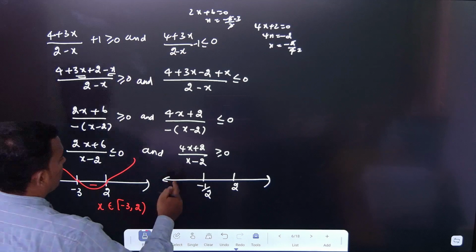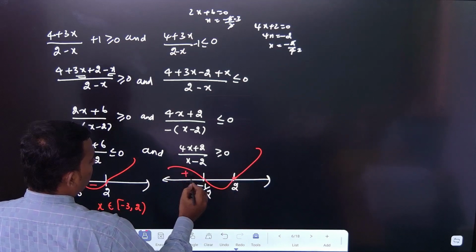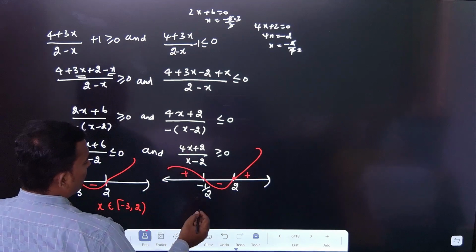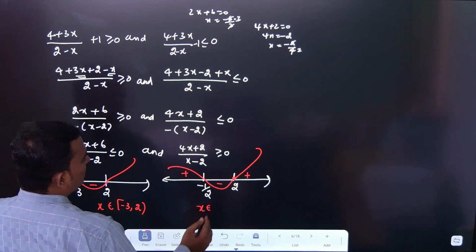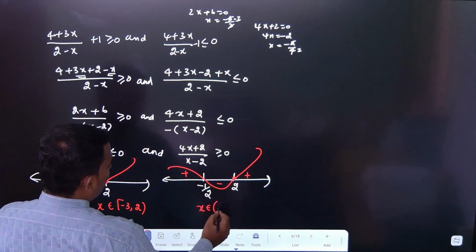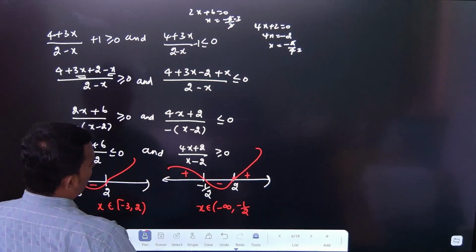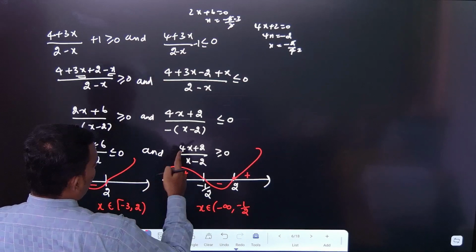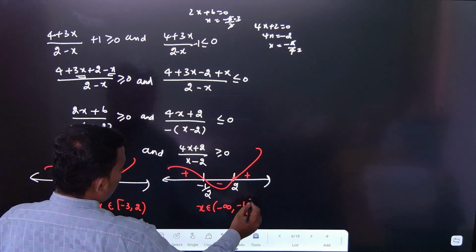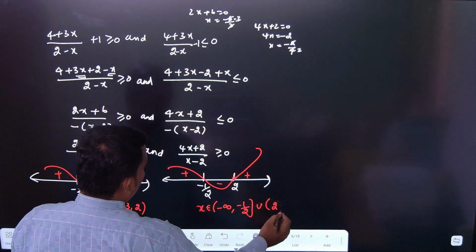Okay, then here, start with a positive and negative and then positive. Correct? Because all are linear power. So the ratio is greater than 0 is required. Therefore, x belongs to minus infinity to minus 1 by 2. Is 1 by 2 included or not? If I include it, the numerator is 0, there is no issue. Is included. Union, 2 is not included. 2 to infinity.